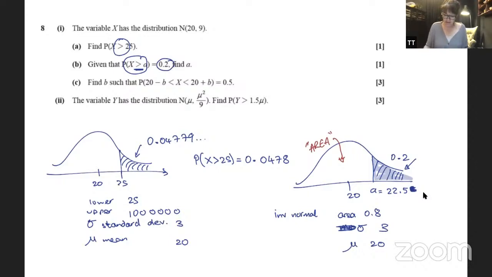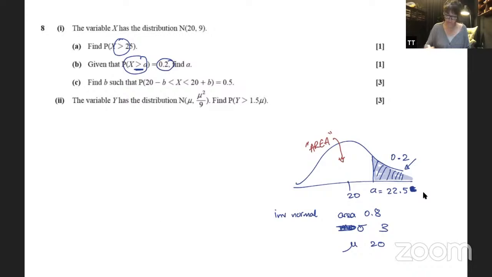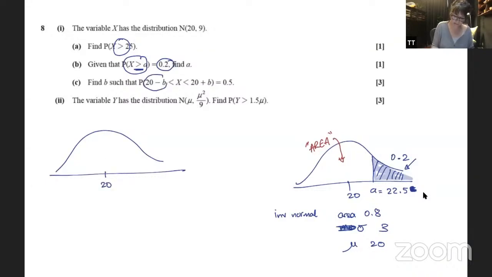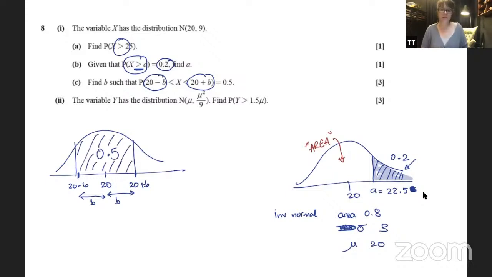Okay, last but not least of these easy ones, where we're just drawing a picture and that's guiding us in what we need to do. Draw a picture. 20 in the middle. 20 minus B. 20 plus B. Notice that that distance and that distance are both the same. The area between these two is 0.5. How are we going to find B? It's definitely nothing to do with Z. We know the mean is 20 and the standard deviation is 3. It's definitely to do with just sticking it in the calculator.